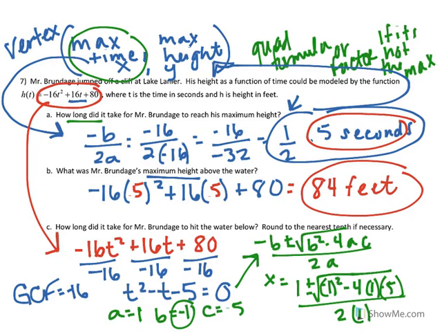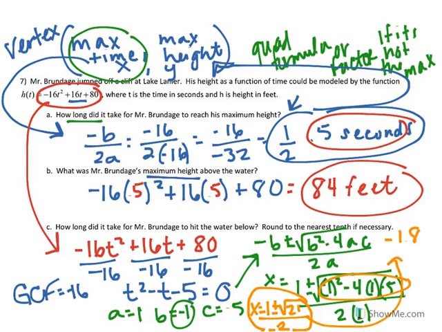Now I am going to calculate the inside first. So when I calculate all of this, I get 21. So my answer is going to be x equals 1 plus or minus the square root of 21 over 2. So that is going to be my answer. When I put that in my calculator, I can do 1 plus the square root of 21 over 2.